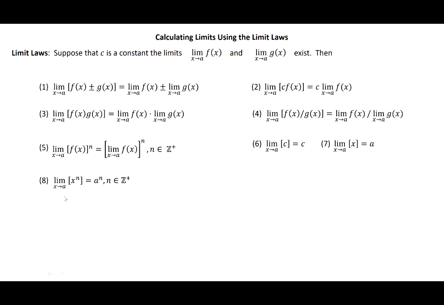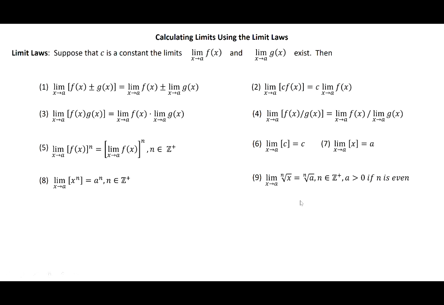And here, take a look at this one. Limit of x to the n as x approaches a. Once again, you can think of it as, hey, let me plug in x equals a. And what do you get if you plug in x equals a? You get a to the n. That's the answer. Same reason you can plug in. Where n is a positive integer: 1, 2, 3, 4, 5, 6, and so on. Cool.